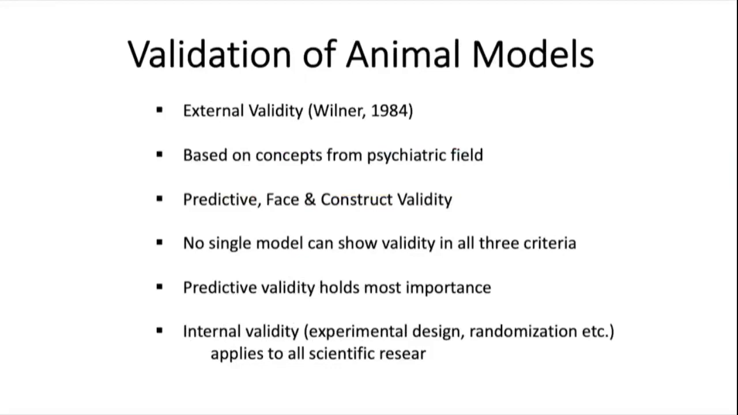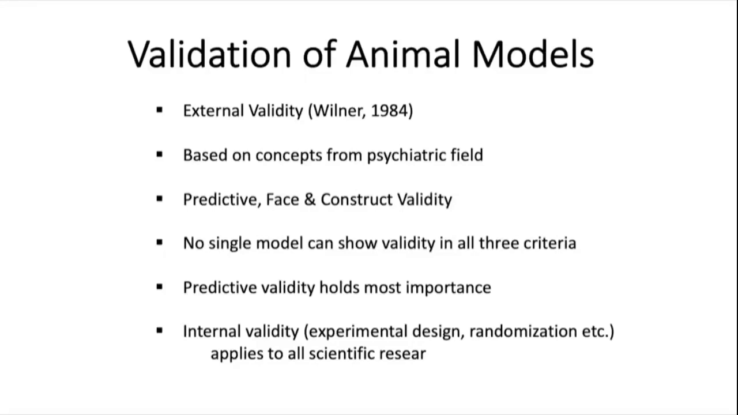But how do we really validate a model? Now, this science is really not very well developed. Though many people have talked about it, hardly any literature is available. Wilner in 1984 started what is called an external validity of animal models, and he based it on the psychiatric field. He was a psychiatrist basically, and brought in three components for validating an animal model: predictive validity, face validity, and construct validity. It appears that not one single model can satisfy the conditions for all three. They might probably have to use a group of models. And the predictive validity is supposed to be the most important of all.